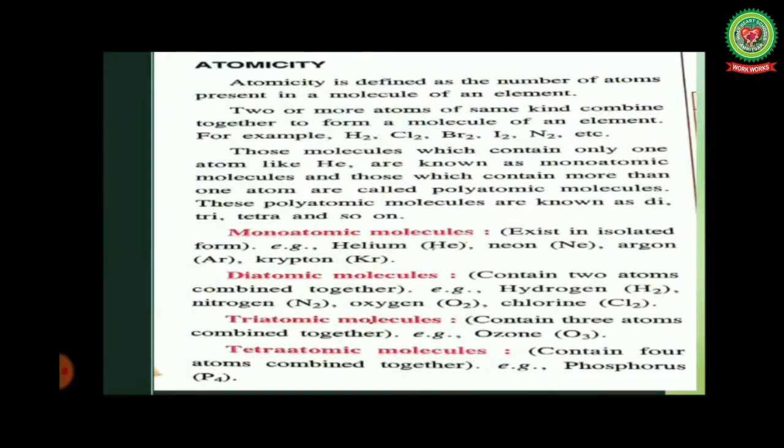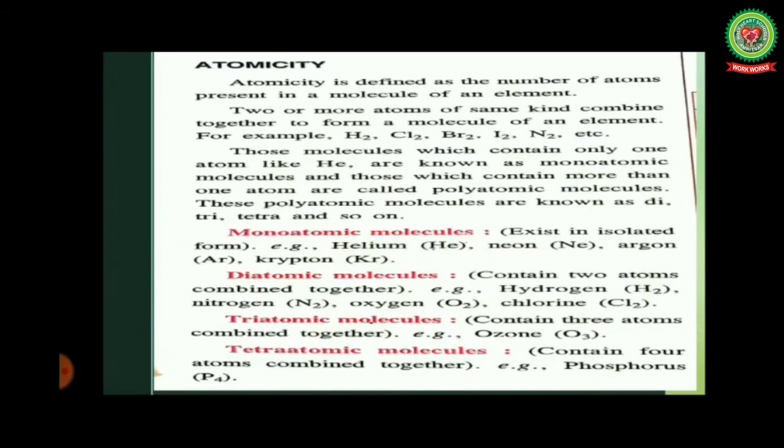Atomicity. Atomicity is defined as the number of atoms present in a molecule of an element. That is, how many atoms are there in one molecule of an element. For example, if I am taking O2, that is oxygen, there are 2 atoms of oxygen in a molecule of oxygen. So its atomicity is 2.